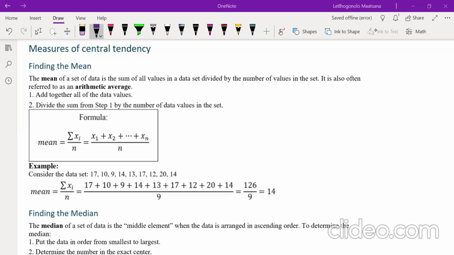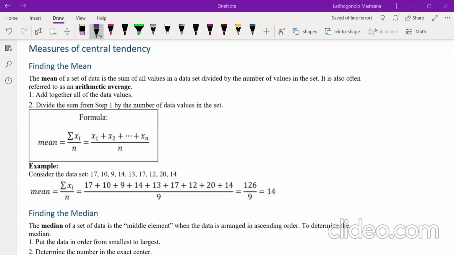Hi. In this lesson, we're going to talk about the measures of central tendency. The first thing we're going to look at is finding the mean. The mean of a set of data is the sum of all the values in a data set divided by the number of values in the data set. It is also referred to as the arithmetic average.